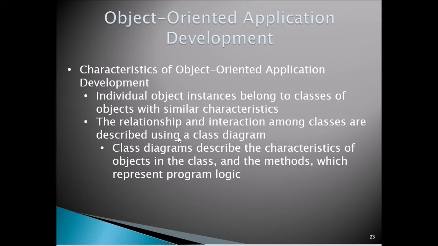Let's continue on by discussing object-oriented application development. Characteristics of object-oriented application development. Individual object instances belong to classes of objects with similar characteristics. The relationship and intersection among classes are described using a class diagram. Class diagrams describe the characteristics of objects in a class and the methods which represent the logic.